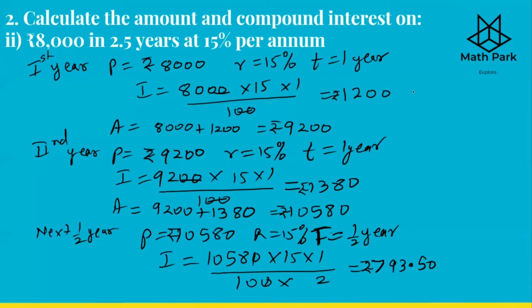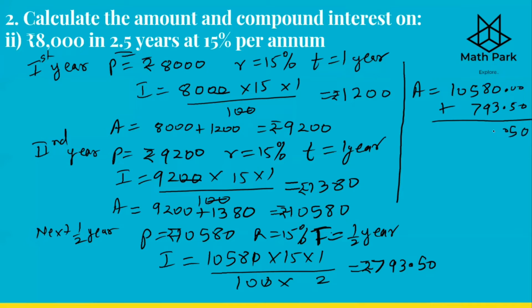So the final amount at the end of 2.5 years is 10,580.00 plus the interest, which was 793 rupees and 50 paisa. You add this, you get 11,373 rupees and 50 paisa. This is the amount.